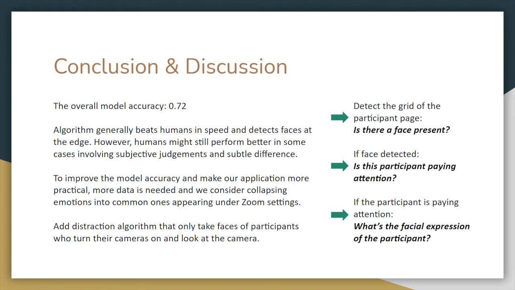To further improve the model accuracy and make our application more practical, more data is needed, and we consider collapsing emotions into common ones appearing under Zoom settings. We also consider adding a detection algorithm that only takes faces of participants who turn their cameras on and look at the camera. As you can see here on the right, it first detects whether there's a face present, and then it asks whether the participant is paying attention, and finally, it starts to classify the facial expression of the participant.